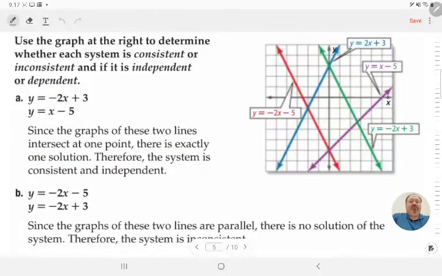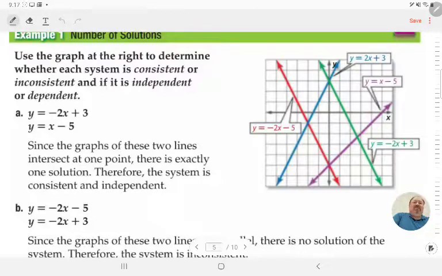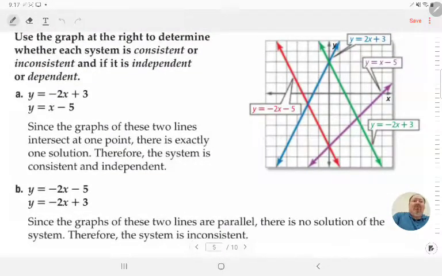All right. So this one says, use the graph at the right to determine whether each system is consistent or inconsistent, and if it is independent or dependent. So first we're looking at y equals negative 2x plus 3. So we look for that. Y equals negative 2x plus 3. That's this line right here. And we have y equals x minus 5. That's this line right here.